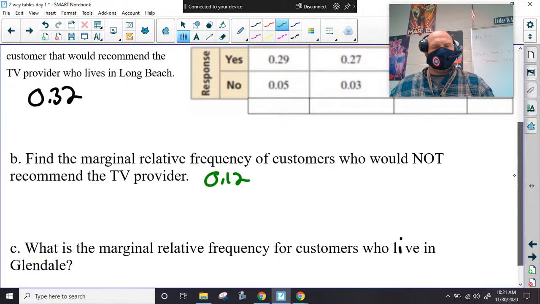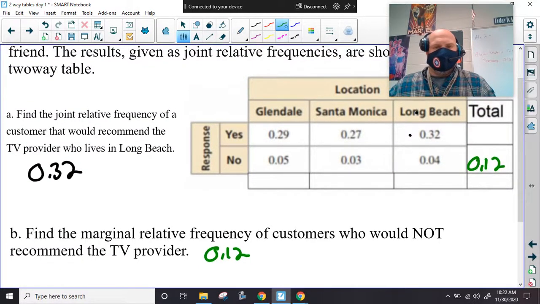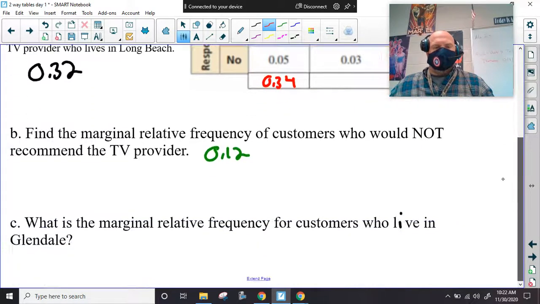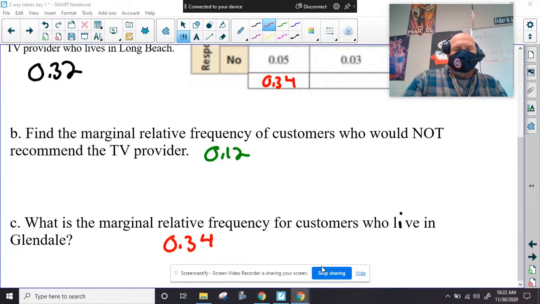And what's the marginal relative frequency for students that live in Glendale? So we have to find Glendale, which is right here. So I have to add this up. This is 0.34. And that's our marginal for that. I think that's the last part of our notes, is it not? It is? All right, good stuff.